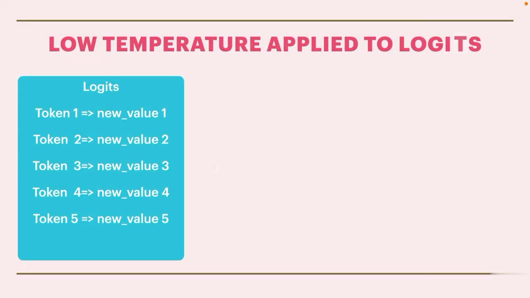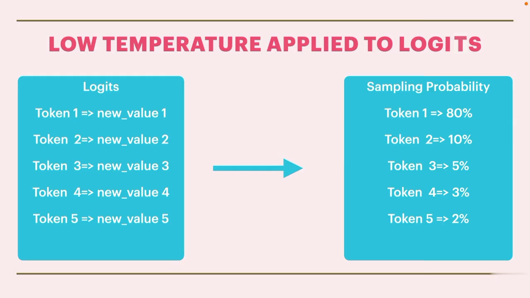Conversely, a lower temperature value will sharpen the probabilities, making them more focused and distinct. The model becomes more confident and tends to assign higher probabilities to the most probable classes or tokens, while suppressing the probabilities of other classes.